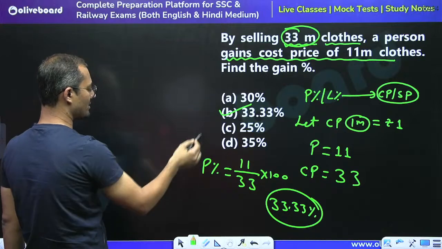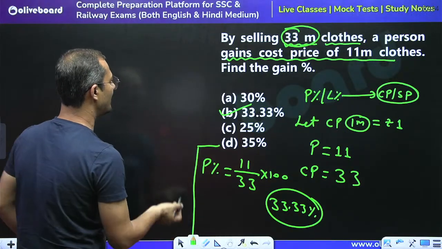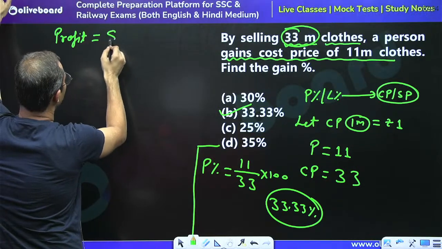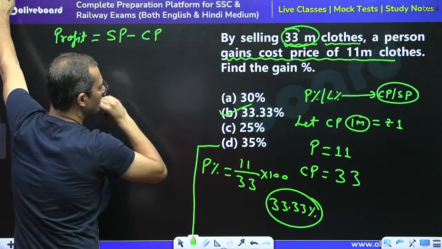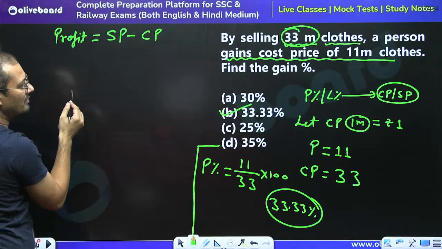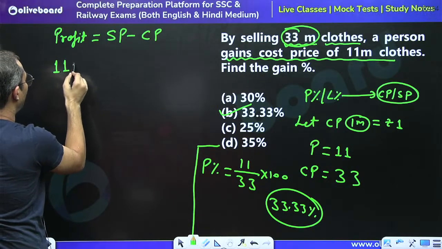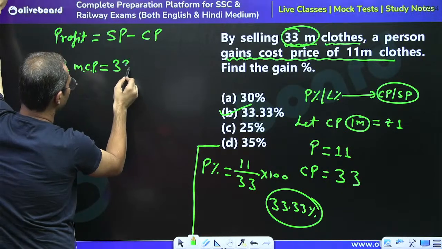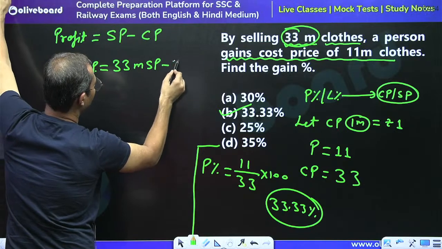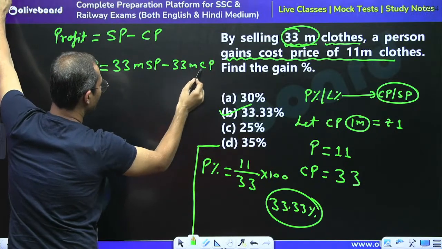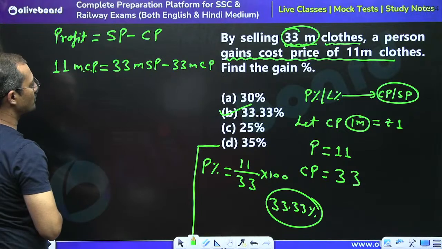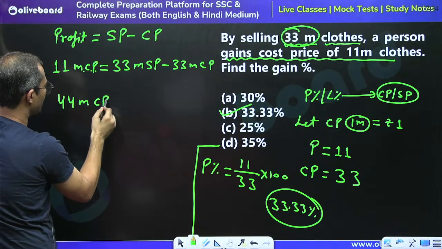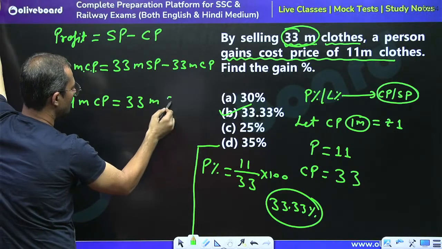If we have to calculate step by step conceptually, we know that profit is equal to selling price minus cost price, right? So now the gain or profit is equal to 11 meter CP. So 11 meter CP is equal to 33 meter SP minus 33 meter CP, right? So taking the CP term to the same side, this would be equal to 44 meter cost price is equal to 33 meter selling price, right?